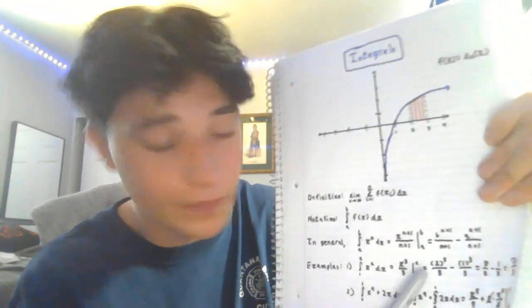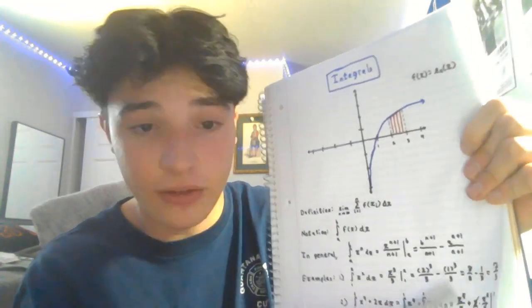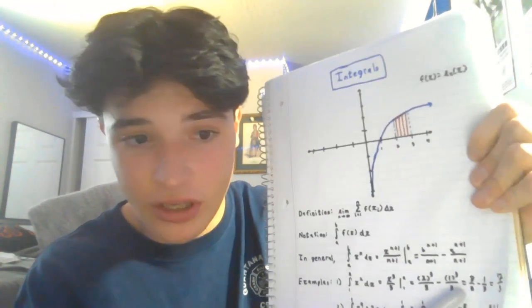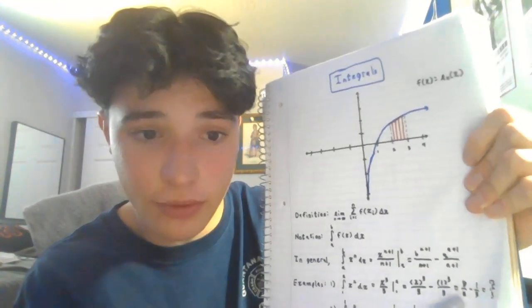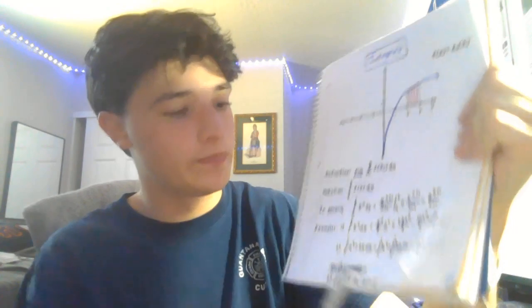And then you plug in 2. So it's 2 cubed over 3 minus 1 cubed over 3, which is 8 over 3 minus 1 over 3, which is just 7 over 3.